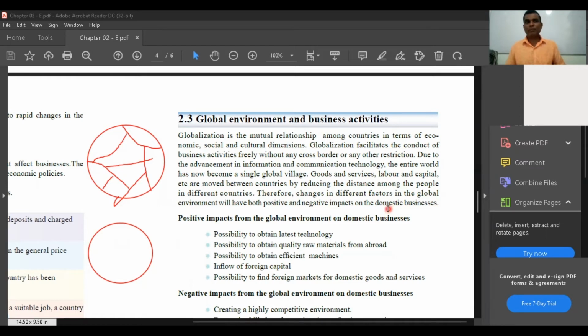Just keep it in mind. Because why? You see this globalization, on one hand, it is favorable to a country. On the other hand, it is unfavorable, negative to a country. Now you see in Sri Lanka, nowadays you can see there are long queues in front of foreign employment bureau institutes. Why?